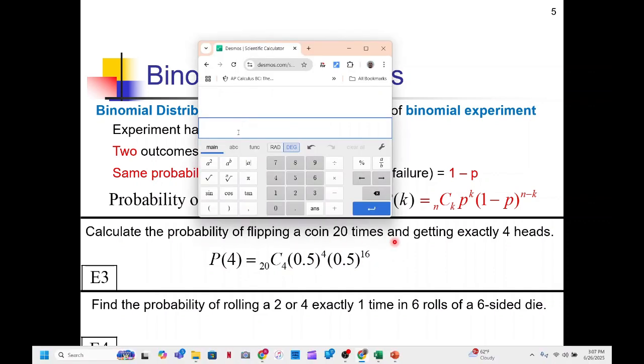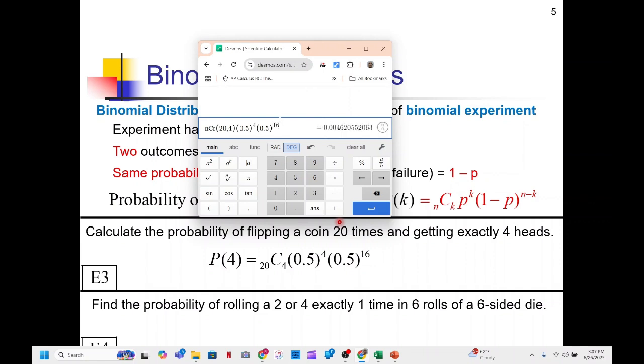So here's my Desmos. Again, to get combinations, we can do n capital CR parentheses, and then here we need 20 comma 4 to make that happen. So that's the number of ways to get exactly 4 heads, or 4 tails. It actually is the same combinations. And then we need to multiply that by these probabilities. So we're going to do 0.5, raise that to the 4th. And we'll also do 0.5, raise that to the 16th.